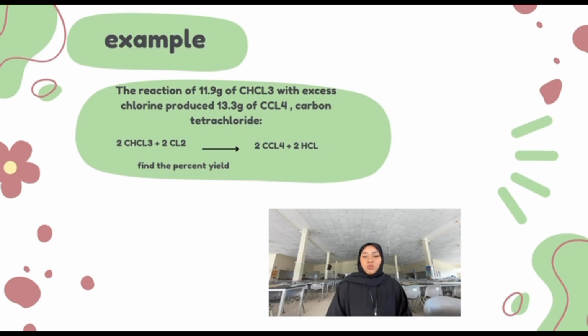Next, let's move on to an example on how to find the percent yield. For this question, we have the reaction of 11.9 gram of CHCl3 with excess chlorine to produce 13.3 gram of CCl4, which is carbon tetrachloride. And then they ask us to find the percent yield.